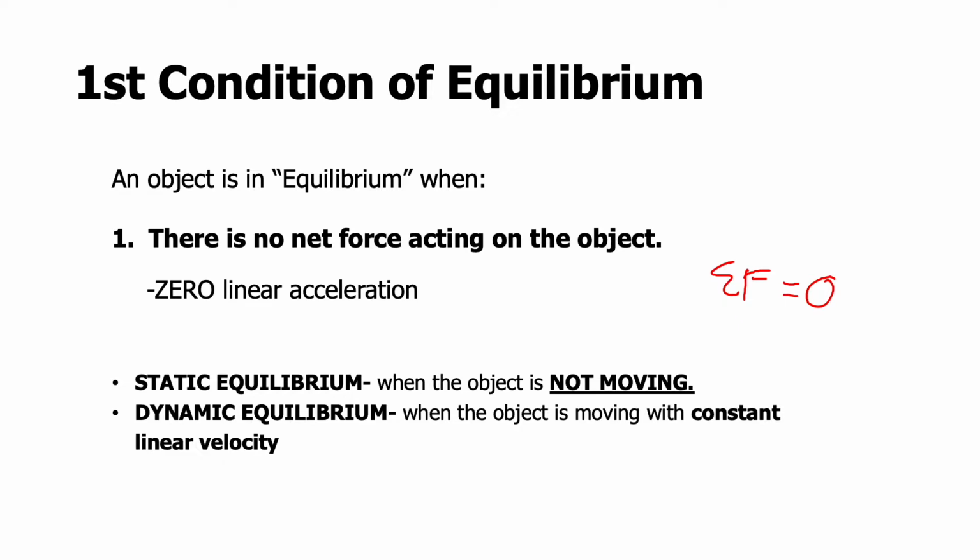An object can be either in static equilibrium or in dynamic equilibrium. When we say static equilibrium, it is not moving, which means it's at rest. Or if it's in dynamic equilibrium, it has a constant linear velocity, which means it is moving at a constant speed along a straight line or a straight path.